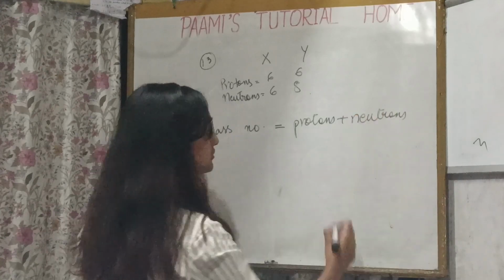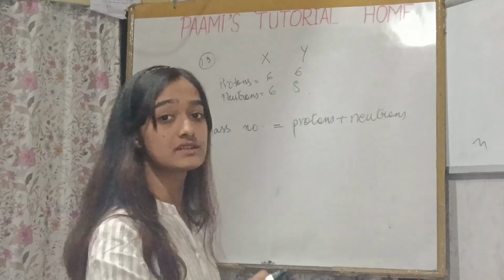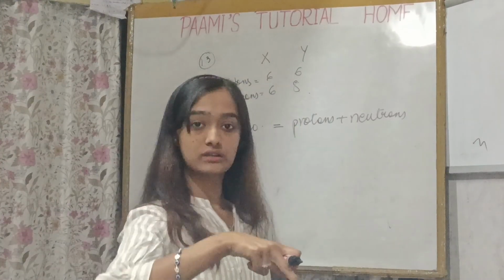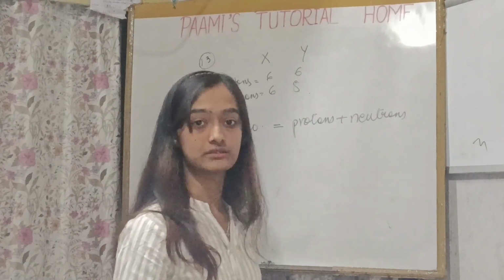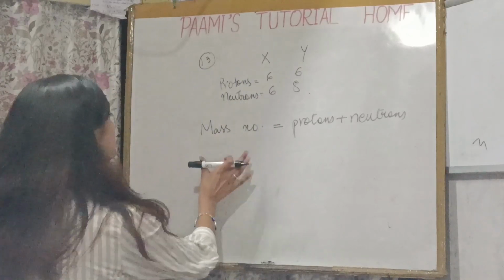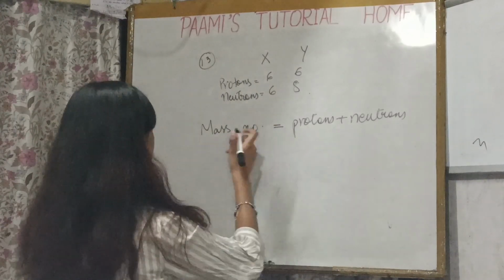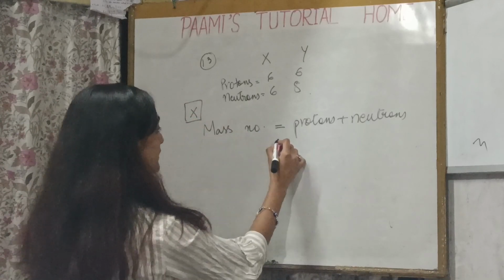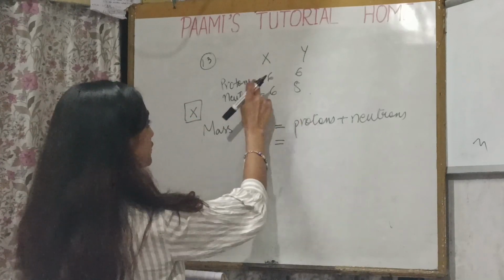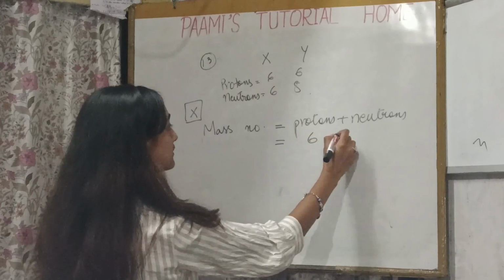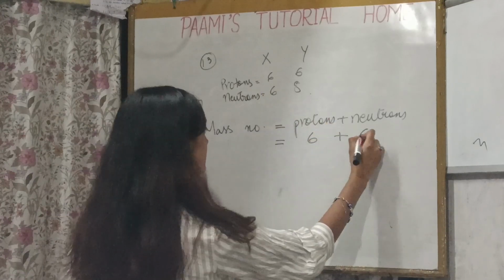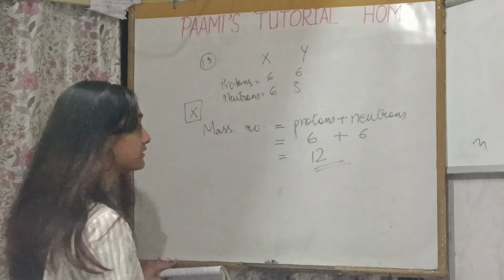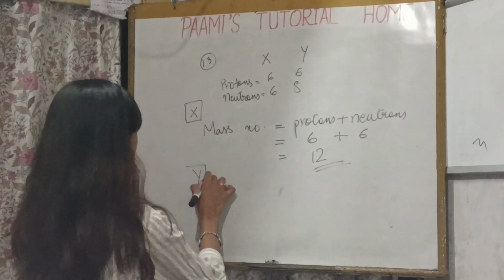Right? Protons plus neutrons. If this is the first video which you're watching and you don't understand from where we get this formula, have a look at the first lecture of this chapter. Okay? So mass number is equal to protons plus neutrons. Let's find it for X first. Okay. तो X के लिए we have to find the mass number. X के लिए protons कितना है 6 and neutrons कितना है 6. So the mass number will be 12. Correct.